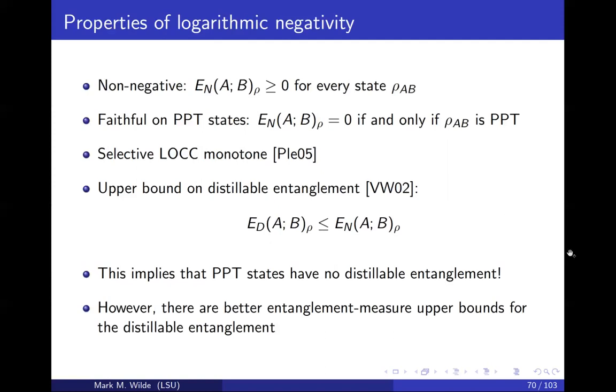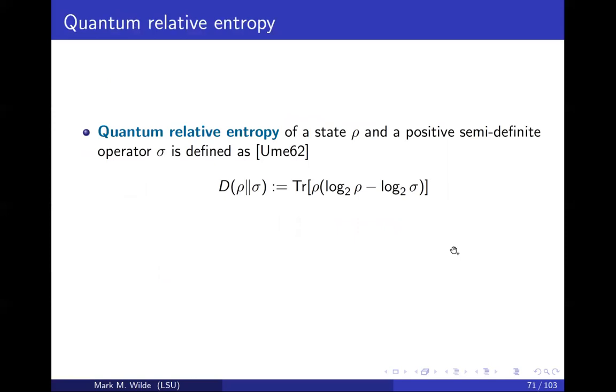There are better entanglement measure upper bounds for distillable entanglement. So to talk about that, we have to consider a concept called quantum relative entropy. And this is useful not only in entanglement theory, but essentially in all of quantum information theory. It comes up in quantum complexity, quantum communication complexity as well. So it's a pretty important and broad topic.